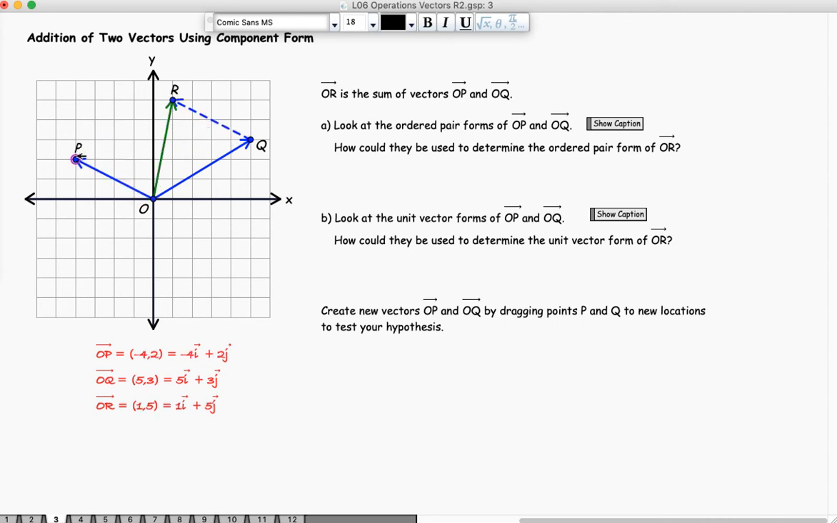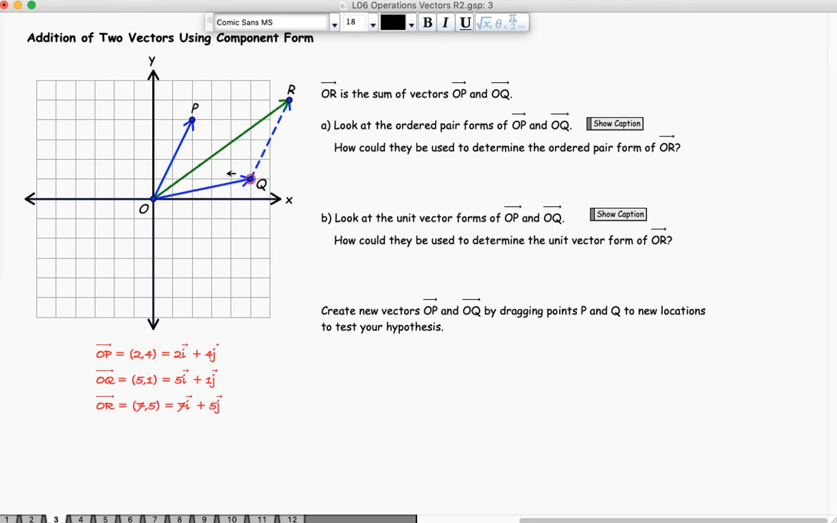So what is the relationship? How can you use these vectors to determine what that vector is? Do you have a hypothesis? And then I'll move it. And then what was your hypothesis? So we looked at the ordered pairs. I'm going to move this so this stays on grid again. So to me, it looks like the sum of the i components and the sum of the j components were giving me the components of the sum vector.